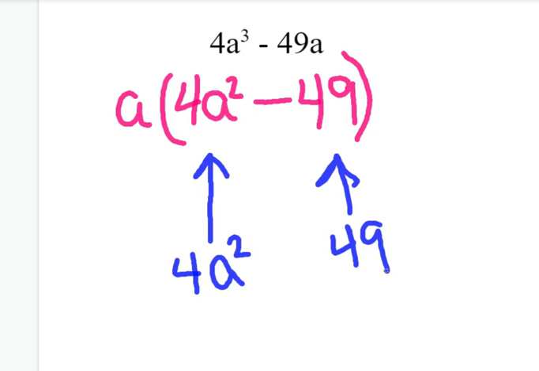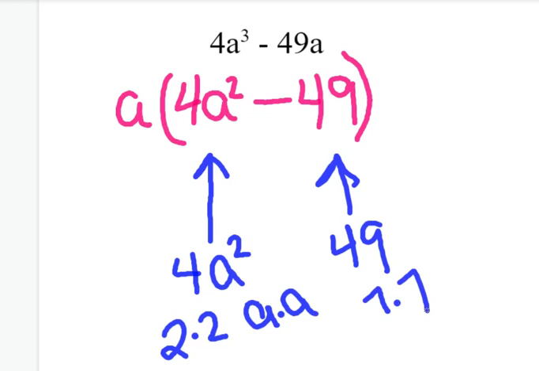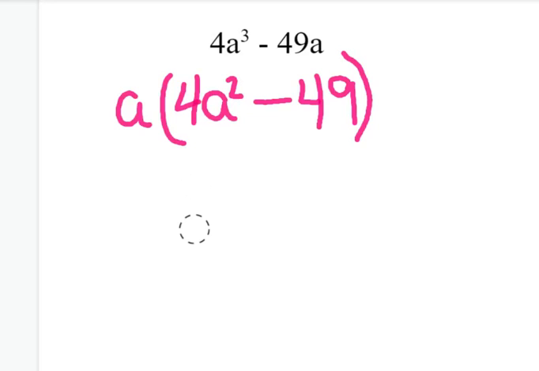Well, the square root of 4 is 2. So in other words, 2 times 2 is 4. And for a squared, I can do a times a. Now for 49, I can do 7 times 7. All right, so that's what I'm going to do. So let's put all of that together.